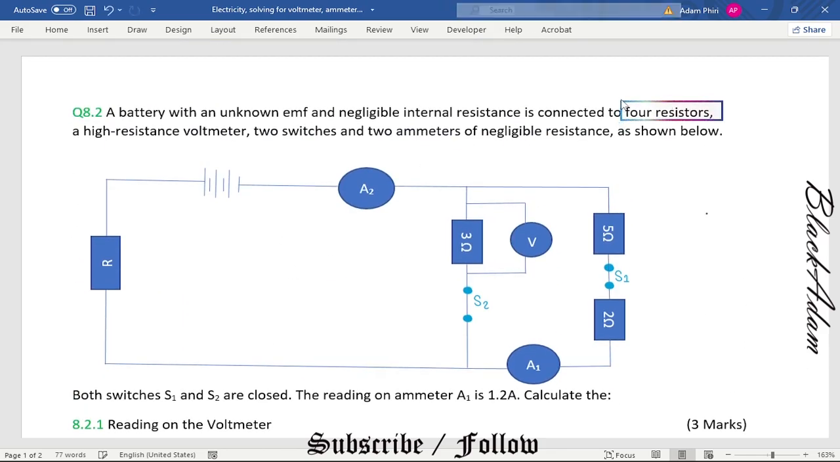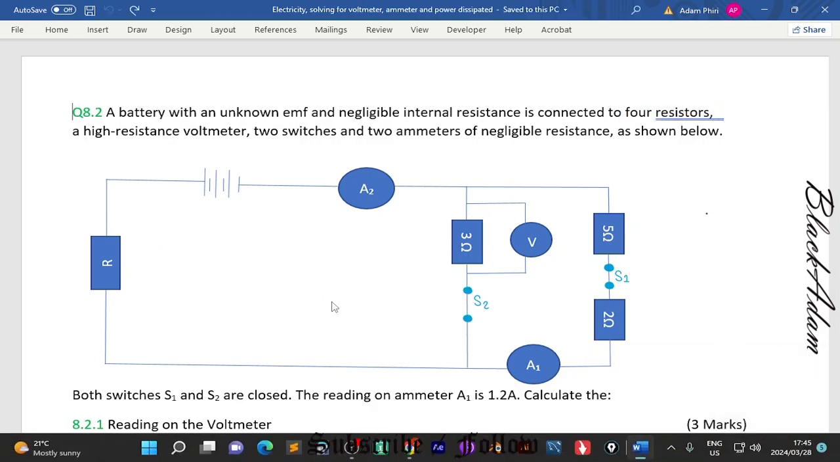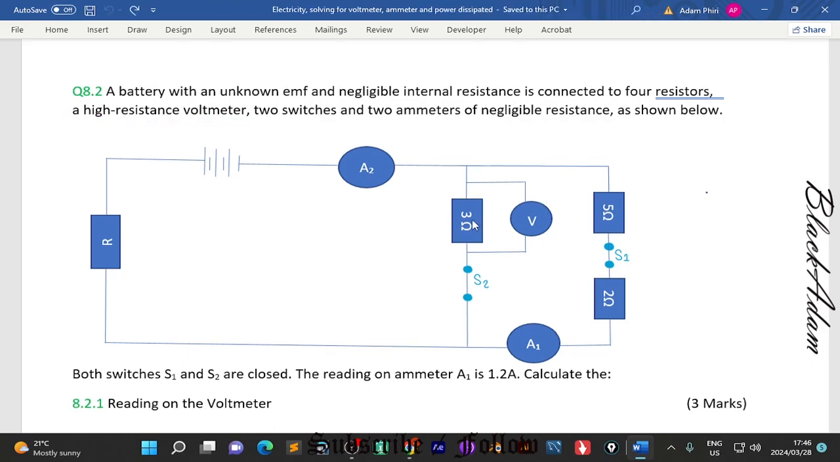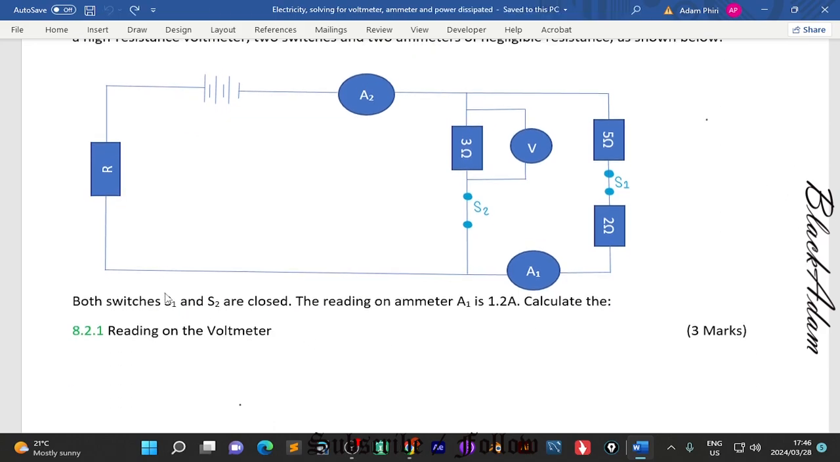And then we have 4 resistors, so that's resistor 1, 2, 3 and 4. And then a high resistance voltmeter, so that voltmeter does not allow current to pass through. And then 2 switches, 1 and 2, and 2 ammeters, 1 and 2. Always check your circuit before you solve a circuit problem.